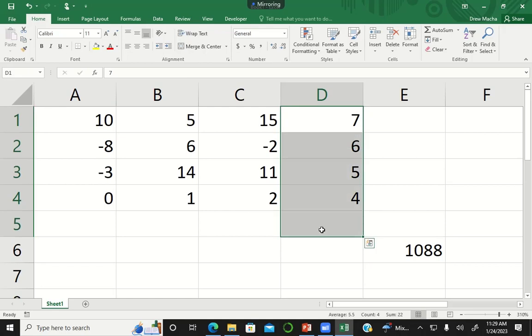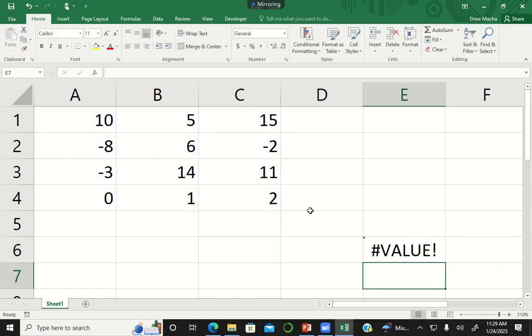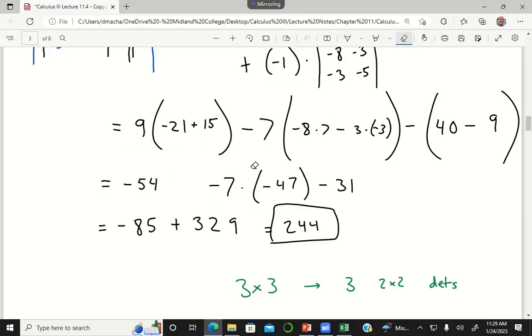Also, I want to point out that if your matrix is not square, you can't take the determinant. And Microsoft Excel knows this. So if you try to put in some non-square matrix, like this one, it'll give you an error. Okay.